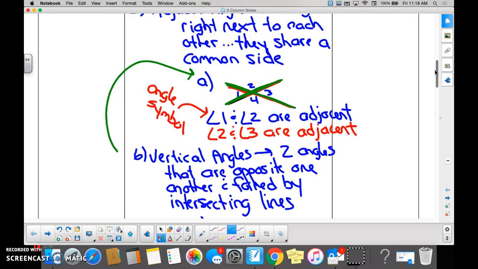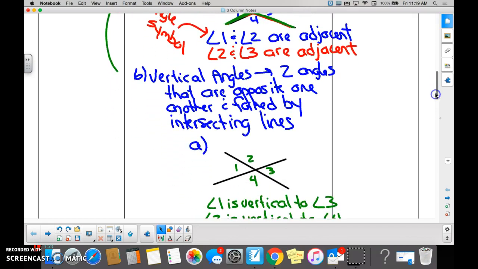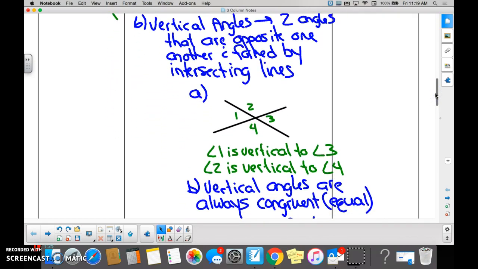Hello? Vertical angles. I kind of skipped up to that one. Okay, so let me go back down here to this one. So we're on vertical angles now, right? Yes. Okay, you can create vertical angles by drawing two intersecting lines, yes or no? Yes. Yes. And a vertical angle would be opposite angles formed by two intersecting lines.